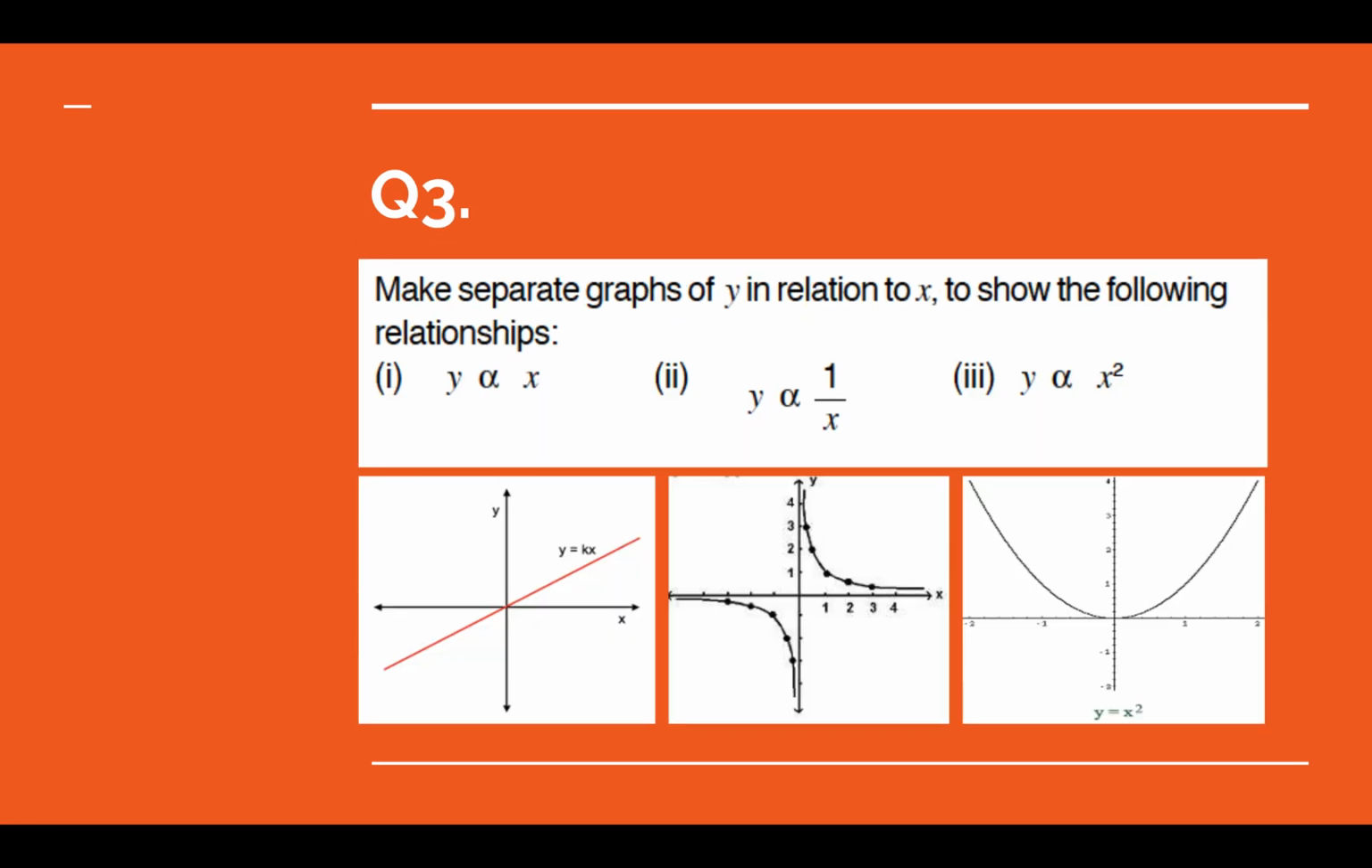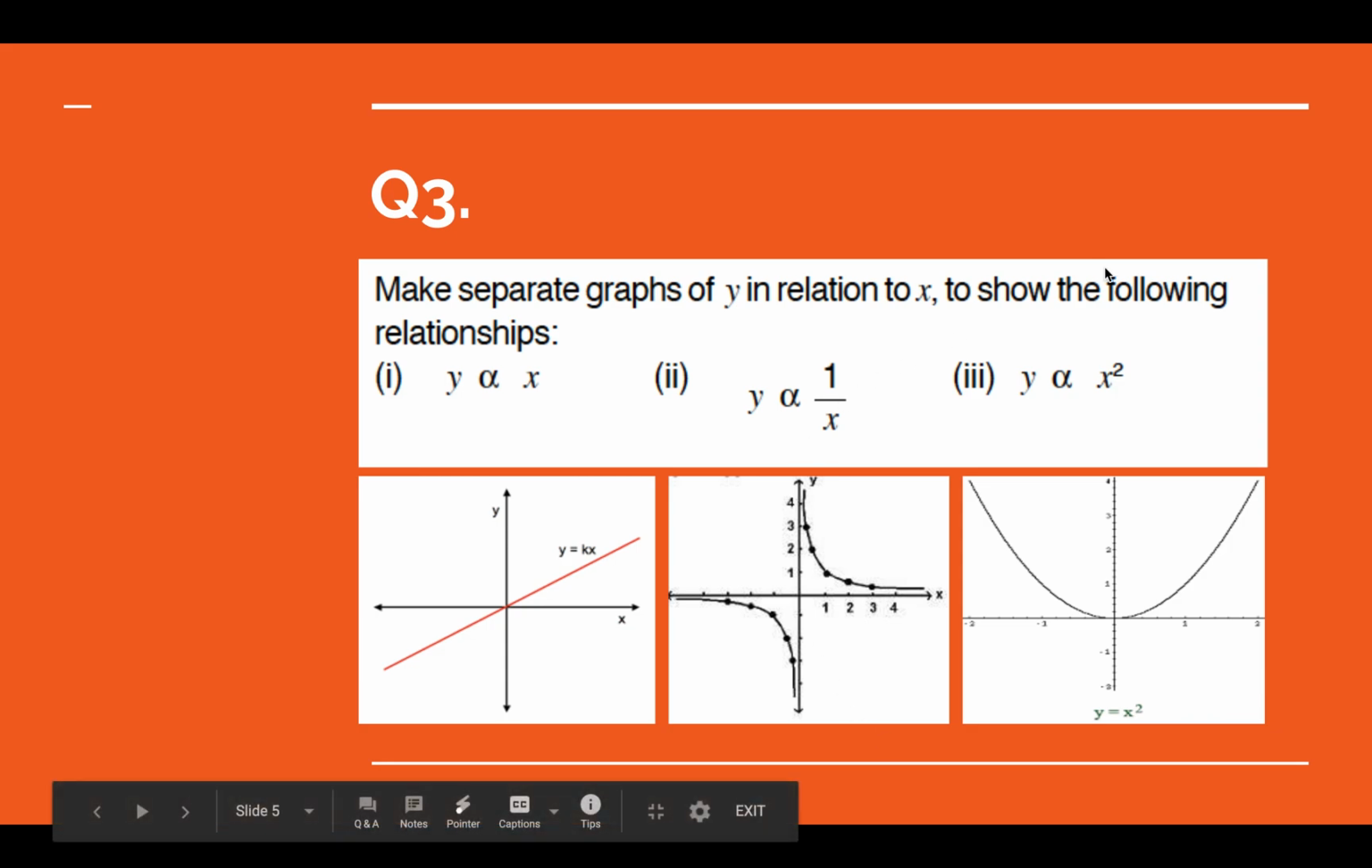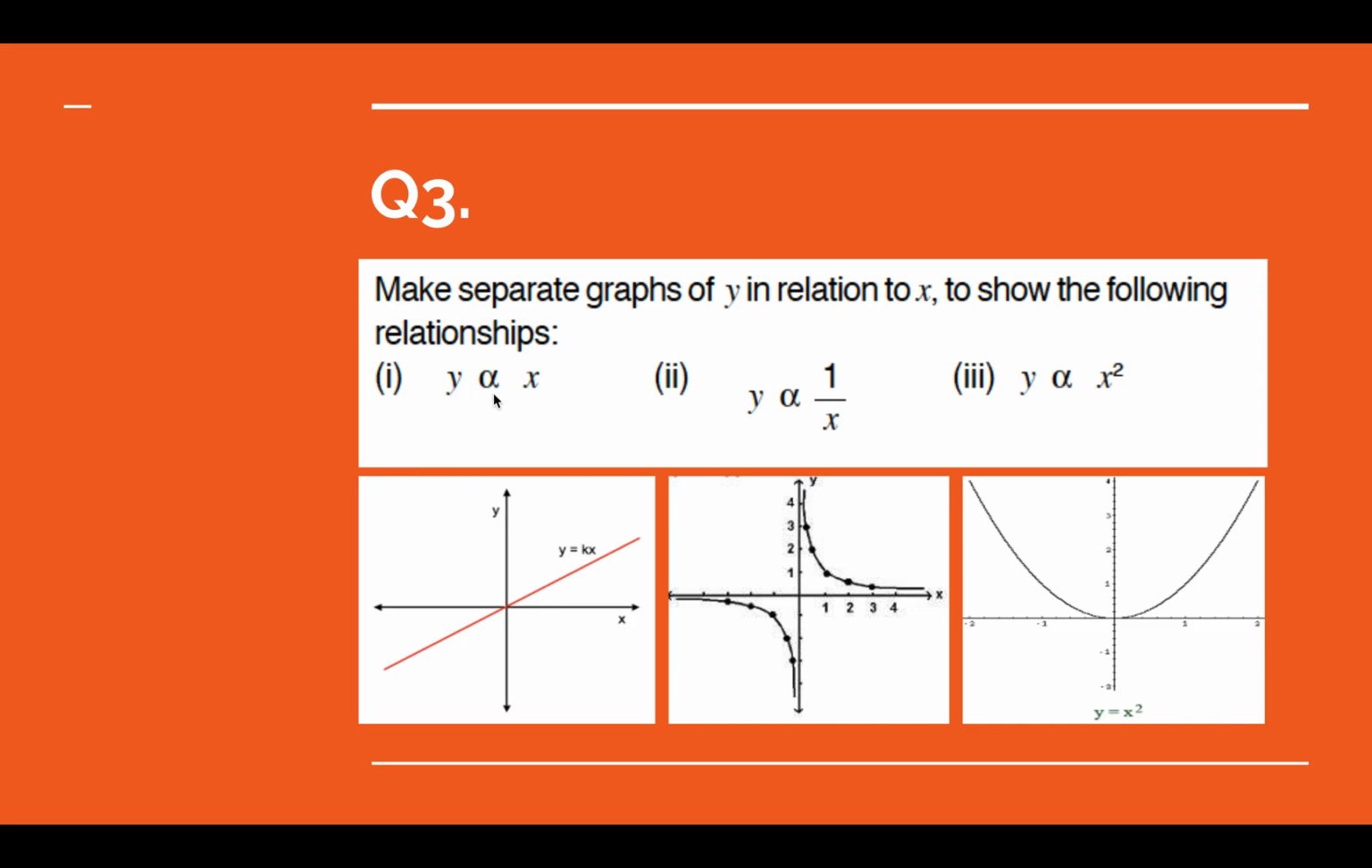Now here we're told to make separate graphs of y in relation to x, showing the following relationships. In the first example, we are familiar with y is directly proportional to x. That means that y increases as x increases. So this would be smaller, and this would be bigger, and this bigger, and then the biggest is found here at the edge. The biggest x gives the biggest y, and the smallest x gives a smaller y. So this is the relationship that we find.